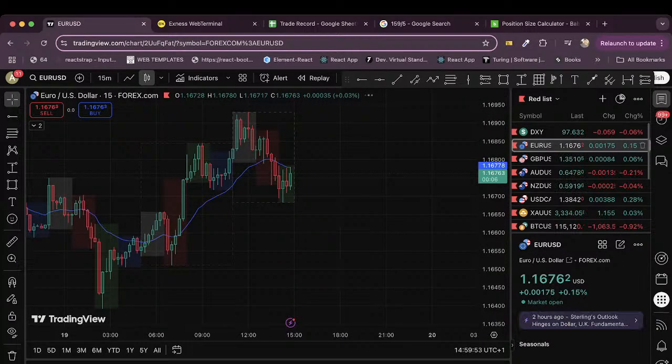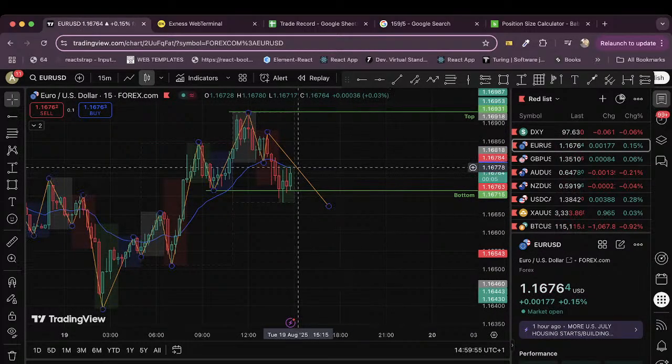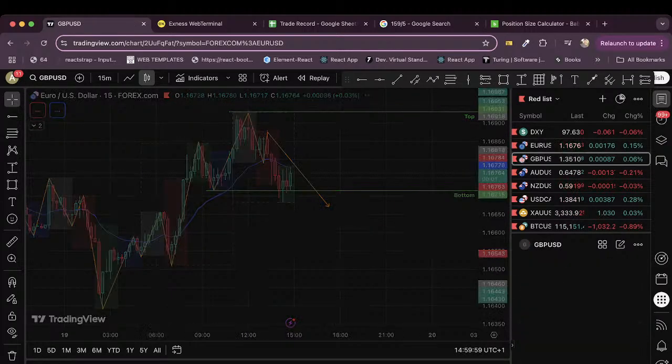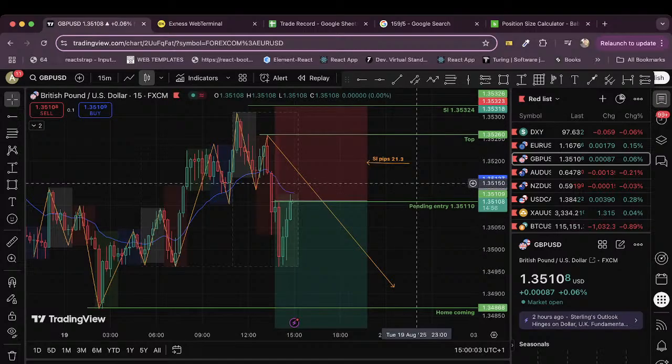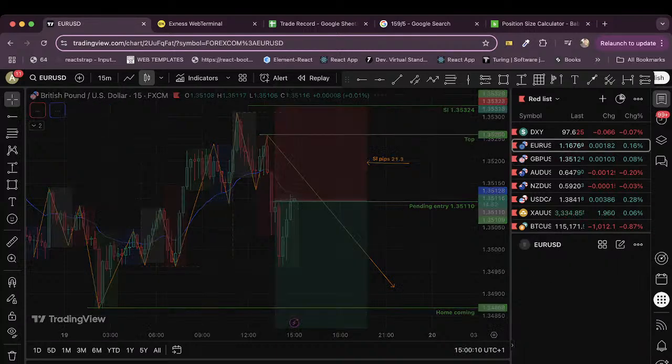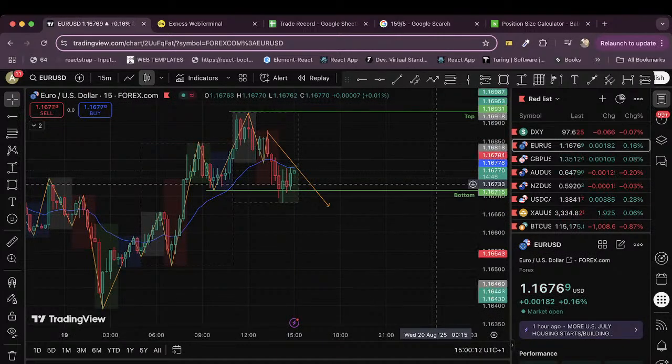All right, if Euro USD is getting strong, British pound will be like, okay, Euro USD is getting strong. Why am I not strong? People will start investing, trying to buy it back in order to keep pace with what other counterparts are doing.